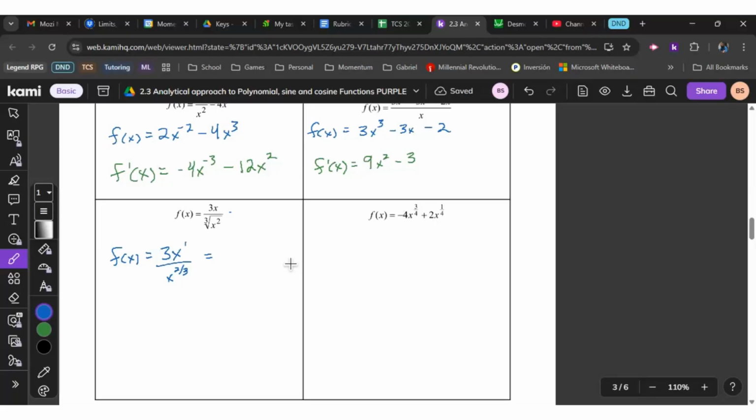So it'd be x to the power of 1 minus 2/3. You guys remember that from pre-calc? Algebra 1. So this would be 3 times x to the 1 minus 2/3, which is really 3x to the positive 1/3. I'll write it again down here so there's more room. So 3x to the 1/3. Does that make sense how I got there? 1 minus 2/3, yeah?